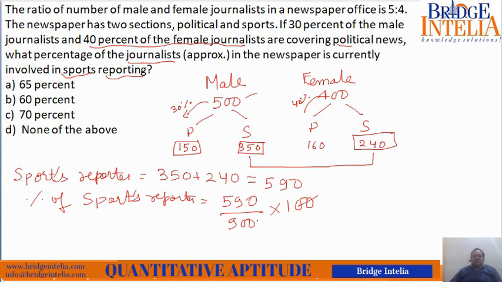This 100 and this 100 will get cancelled. So basically 590 by 9. Let's solve here: 590 divided by 9. So 6, because 9 sixes are 54, 40. So very near to 64 point something, 64.44. Approx has been asked, so this comes out to be 64.44%, which is approximately 65%.